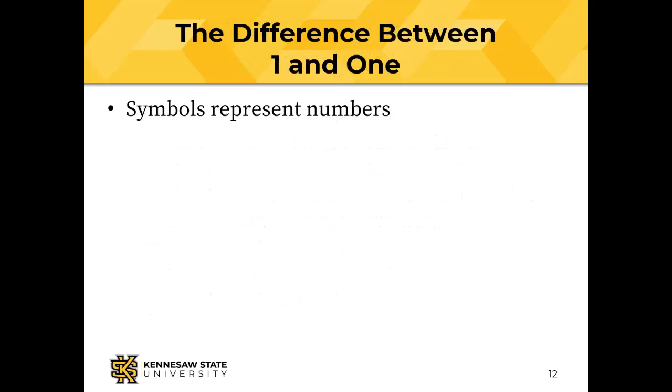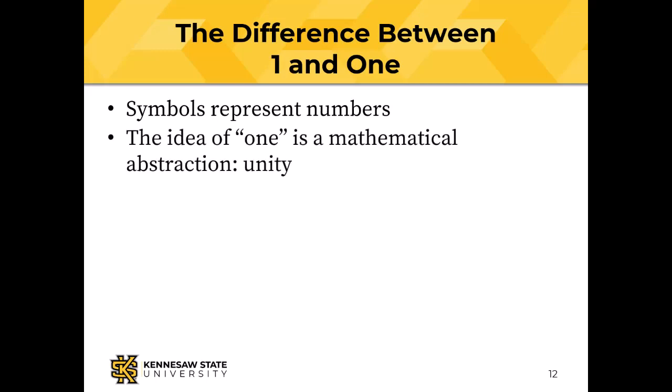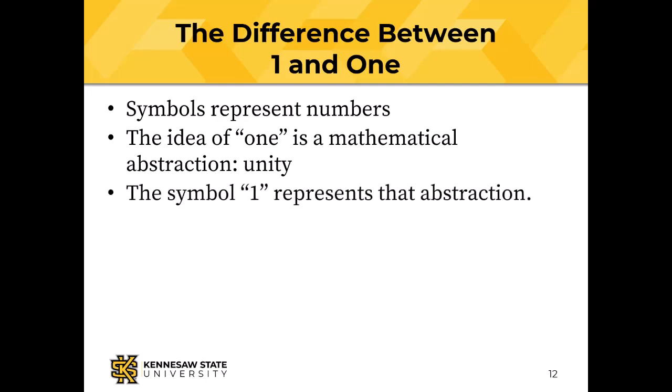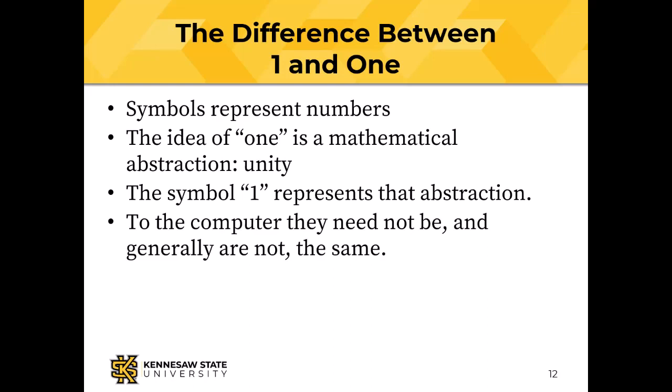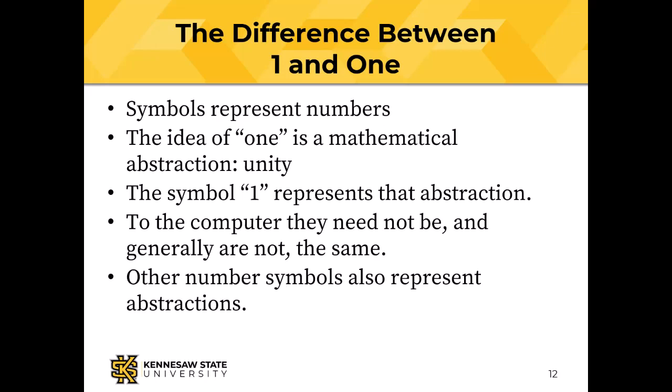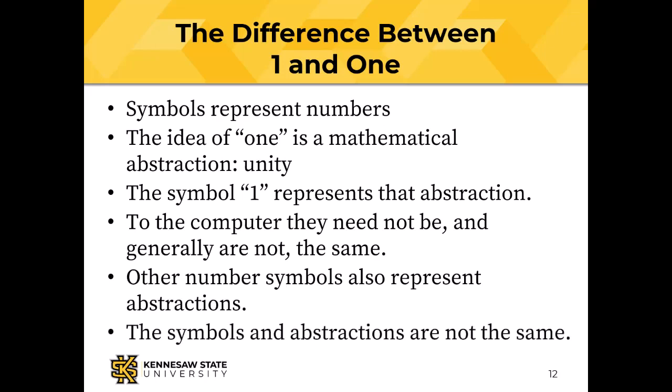At this point, I need to talk for a minute about the difference between the symbol 1 and the number 1, the idea of 1. Symbols represent numbers. The idea of 1 is that mathematical abstraction that is unity. The symbol 1 represents the abstraction. To the computer, they do not need to be the same, and generally they are not the same. Other number symbols also represent abstractions, and like 1, the symbols and abstractions are not the same.